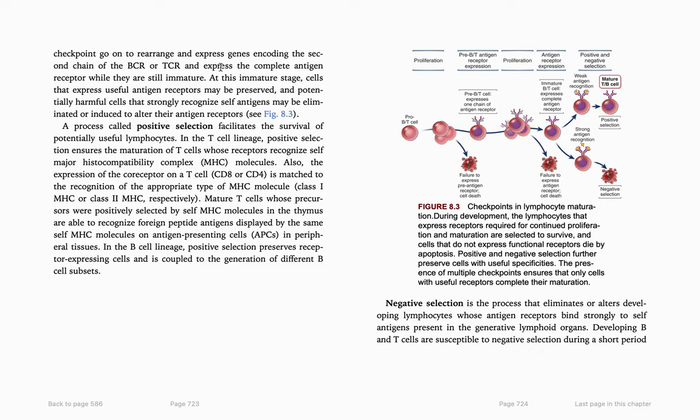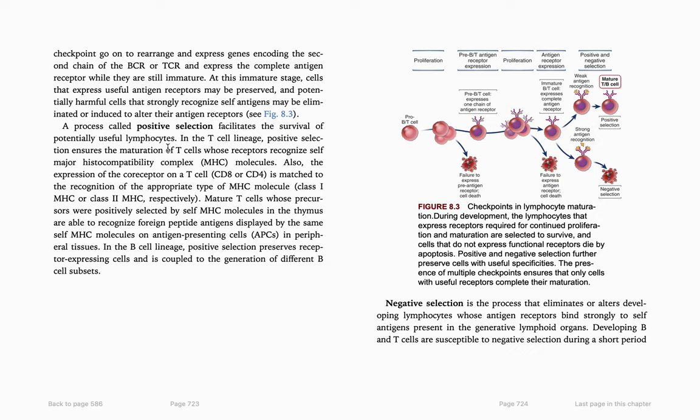I will repeat. At this stage, immature cells that express useful antigen receptors may be preserved, and potentially harmful cells that strongly recognize self antigens may be eliminated or induced to alter their antigen receptors.